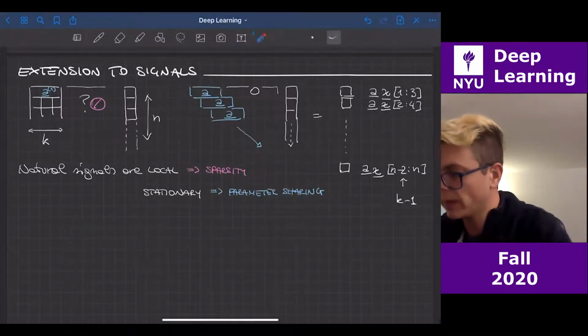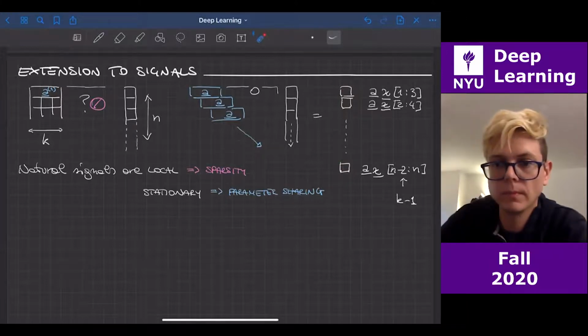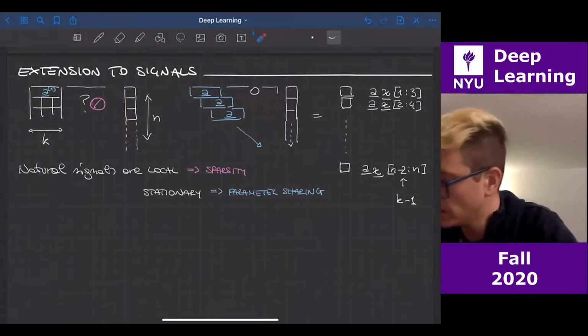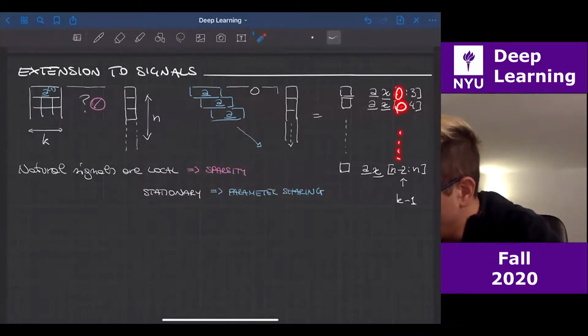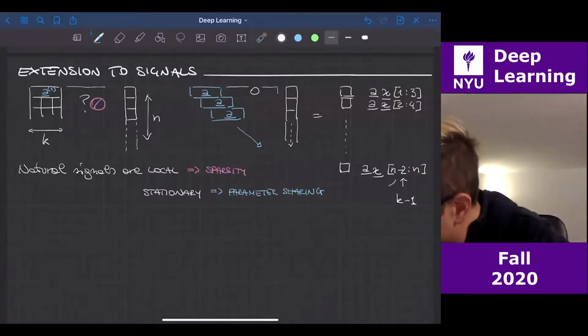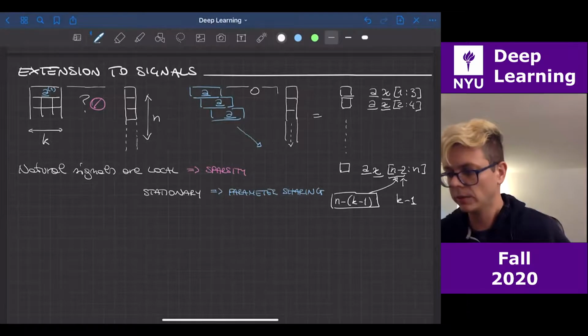So question for you, how many items do I have here? You've been following? N minus 2, yeah, exactly, because I have 1, 2 until the last one, n minus 2. To be more generic, we're going to write this n minus 2 as n minus (k minus 1), okay? So this is the total length of my signal after the convolution with a kernel of size k.